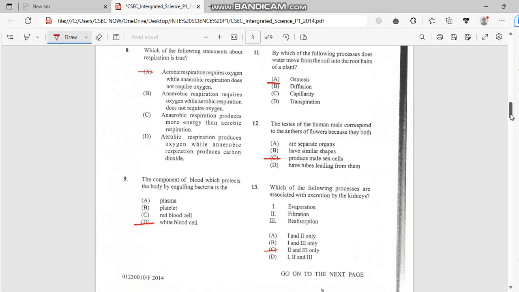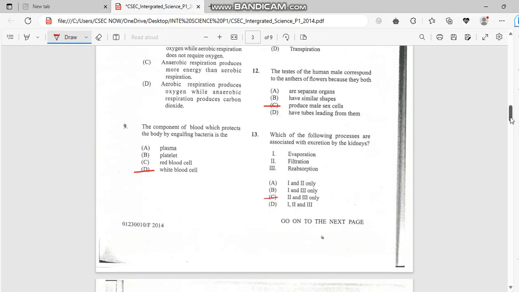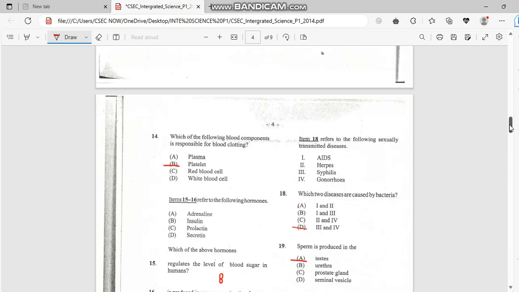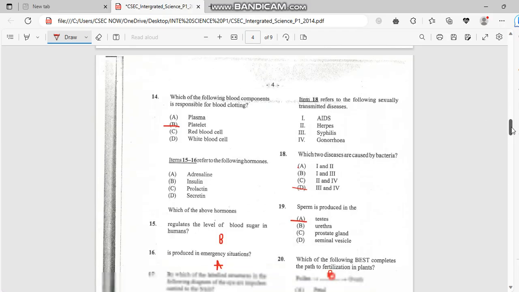Number 12. The testes of a human male correspond to the anther of the flower because they both produce male sex cells. Number 13. Which of the following processes is associated with excretion by the kidneys? It has to do with filtration and reabsorption, so it has to do with 2 and 3. Number 14. Which of the following blood components is responsible for blood clotting? For blood clotting, it has to do with the platelets, not the plasma.